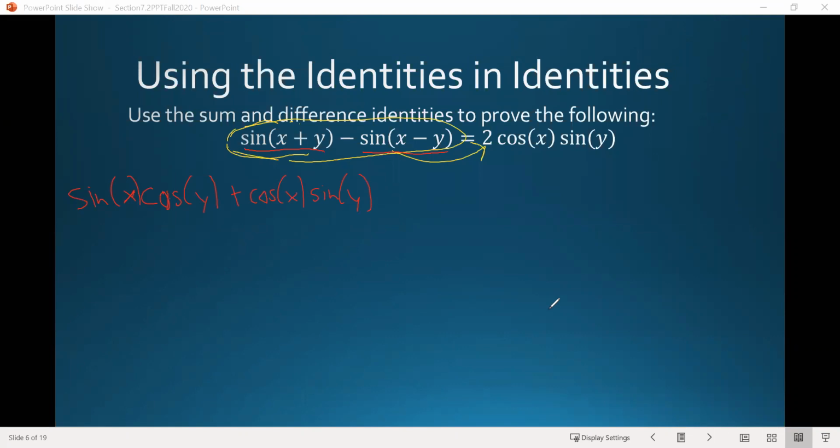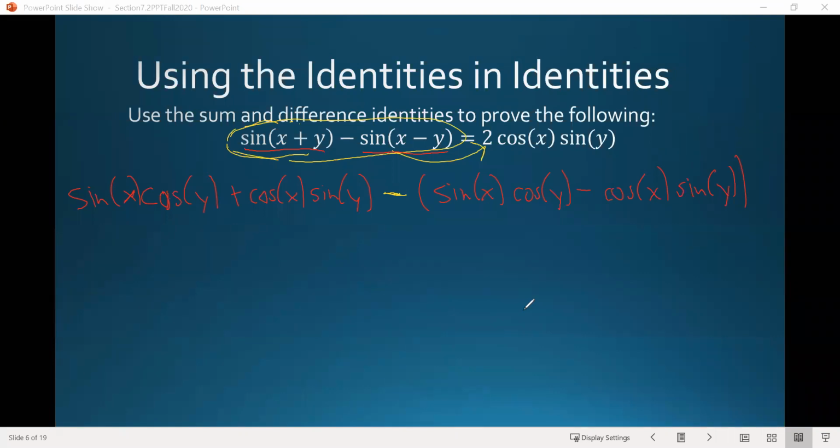And then we're going to subtract, and we want to be very careful here. It's minus what we're going to put in for the identity for sine of x minus y. So we're actually going to put parentheses around that. Otherwise, this will throw our answer off. And so we can rewrite sine of x minus y according to our identity as sine of x times cosine of y minus cosine of x times sine of y.